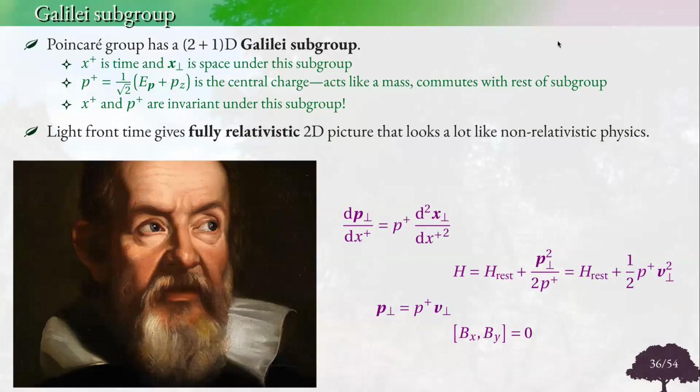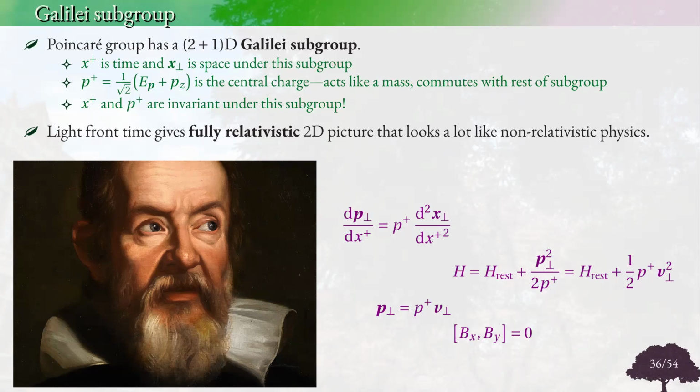The motivation here is that the Poincare group has a 1 plus 2 dimensional Galilean subgroup. X plus, what we've been calling time the entire time, acts like time under this subgroup, and X perp acts like space under this subgroup. What we've been calling P plus is a central charge. Basically, it's a generator that commutes with the rest of the subgroup. And both X plus and P plus are invariant under the subgroup.